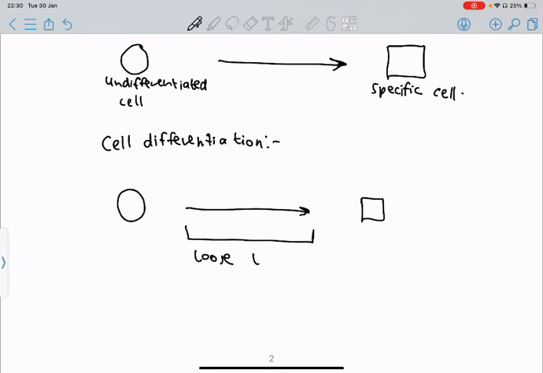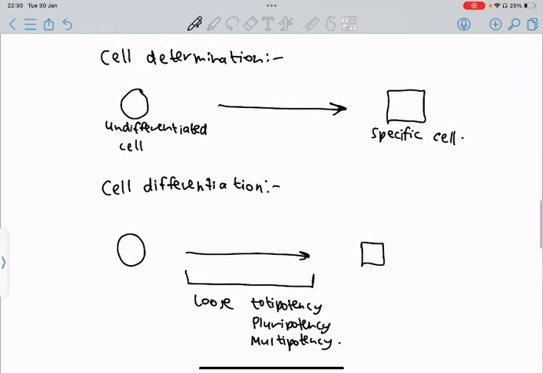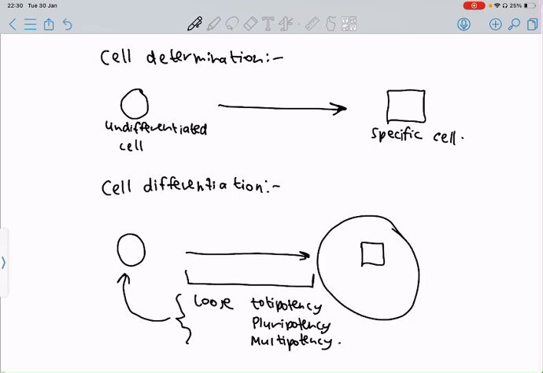It will lose totipotency, it will lose pluripotency, and it will lose multipotency. Those are the three things that a stem cell will lose during cell differentiation to become the final liver cell, which has a specific function.